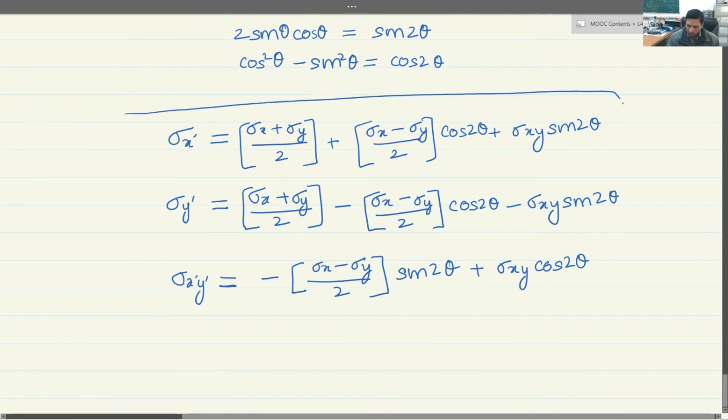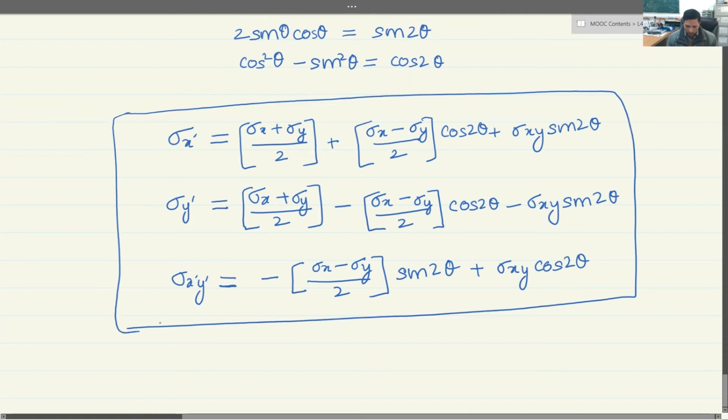So this is an equation that will become very important for you whenever we are talking about any kind of transformation. So this is given in the original frame, sigma x, sigma y, and sigma xy. And now you can get sigma x prime, which is oriented at an angle theta, and sigma y prime, which is at 90 degrees to sigma x prime, and sigma x prime y prime, which is the shear stress for the xy orientation. And these equations will come in very handy.